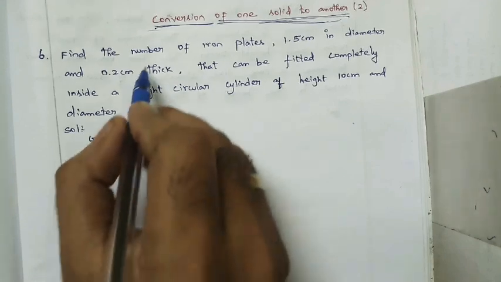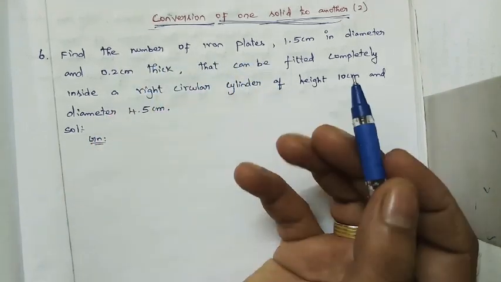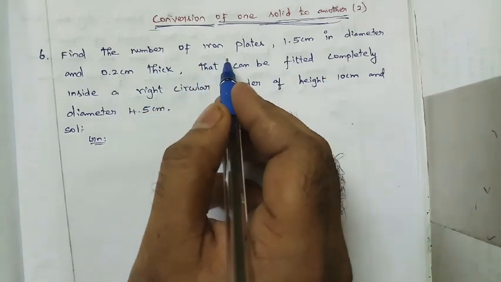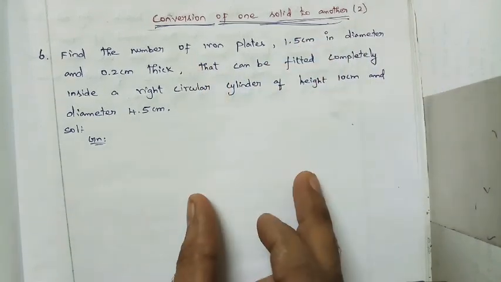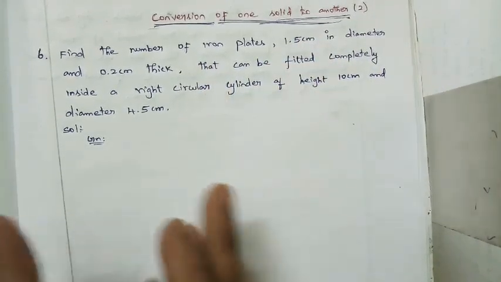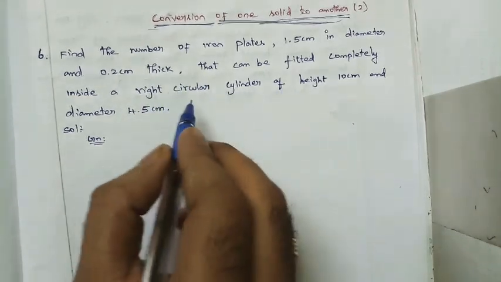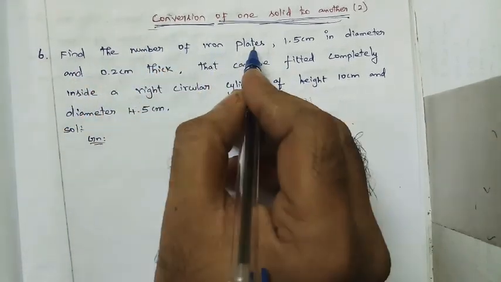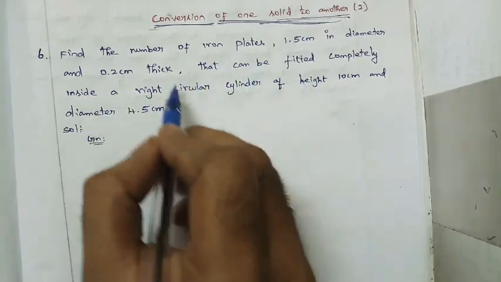So here, what do we want to find? We want to find the number of iron plates. How are we going to find it? The number of any solid is equal to total volume divided by each volume. Here the total volume is the right circular cylinder, because only in the right circular cylinder they are filling the iron plates. How many iron plates can be fitted inside the right circular cylinder, they are asking.